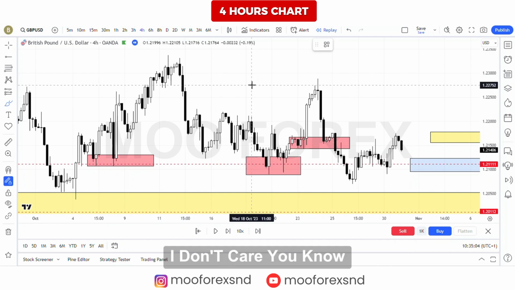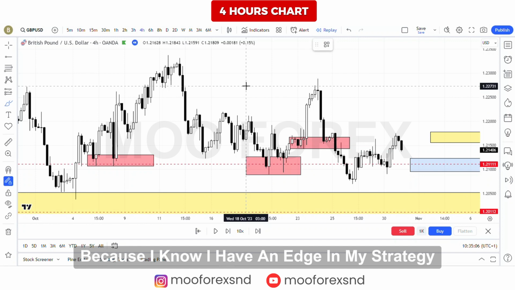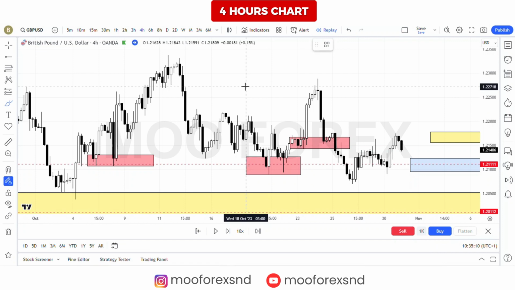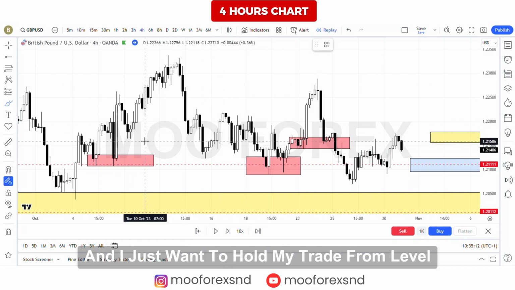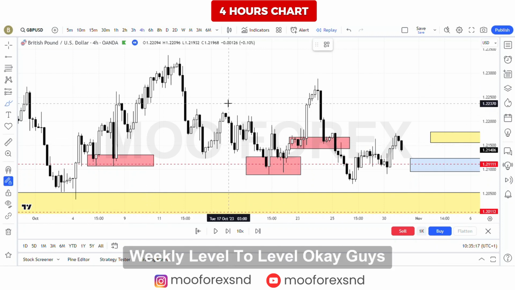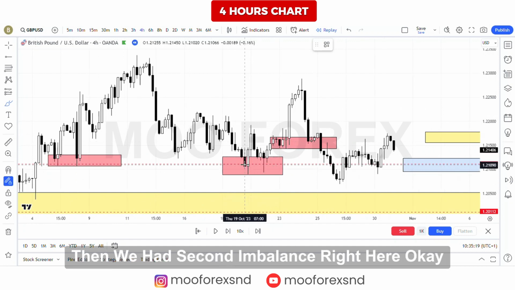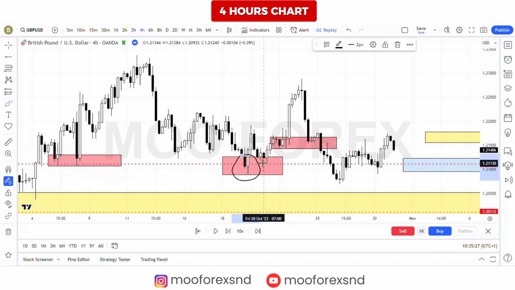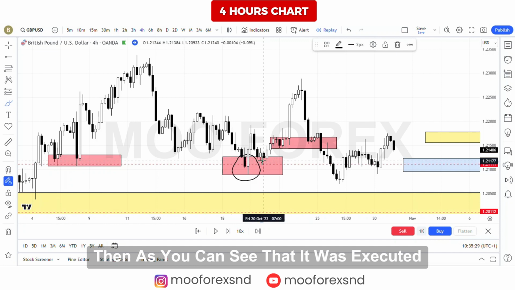I don't care. I become careless because I know I have an edge in my strategy. I know my strategy works. I'm a swing trader, and I just want to hold my trades from weekly level to level. Okay guys, then we had second imbalance right here. Okay, and then I actually was in the trade as well. Then as you can see that it was executed.